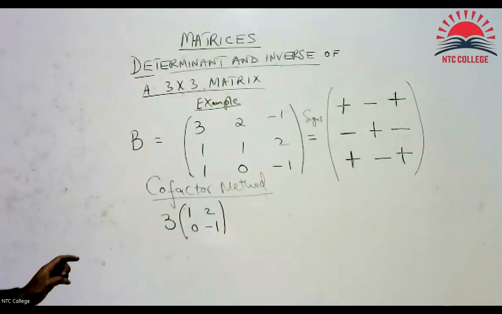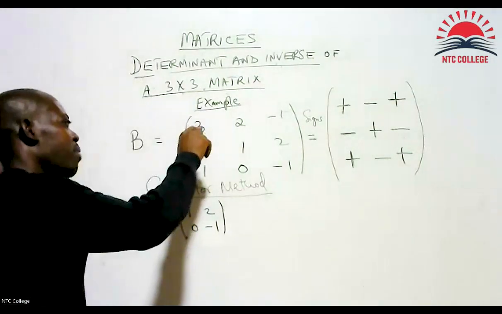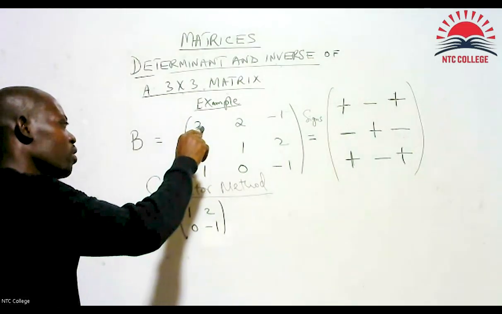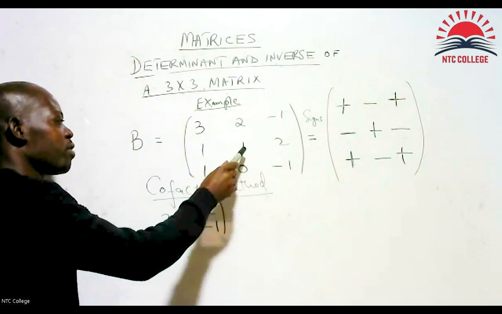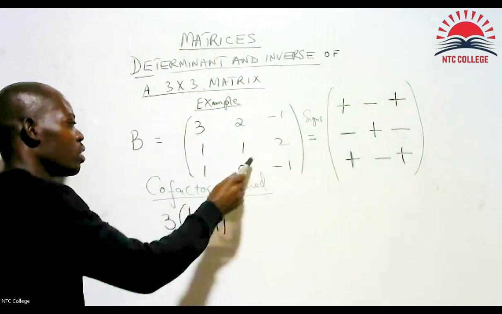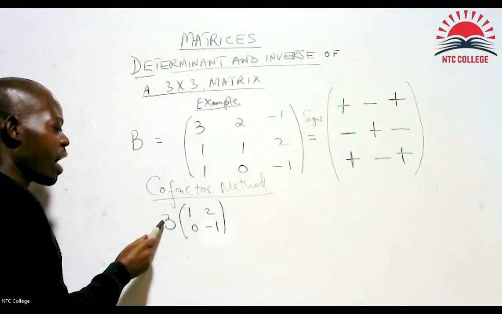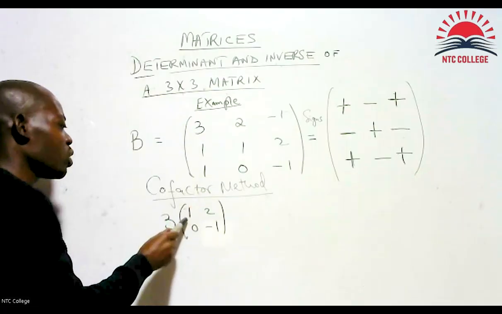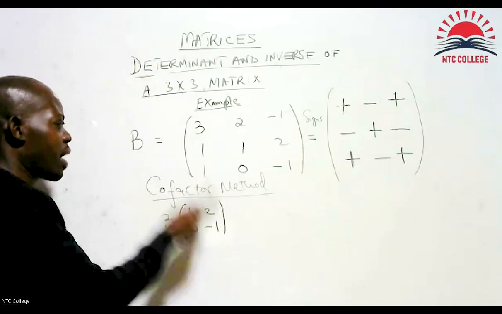But first things first, I'm saying if I pick element 3, I ignore its column and its row, I will be left with 1, 2, 0, -1. And that's what I have here. So I have 3 into, that element 3 into the bracket 1, 2, 0, -1.